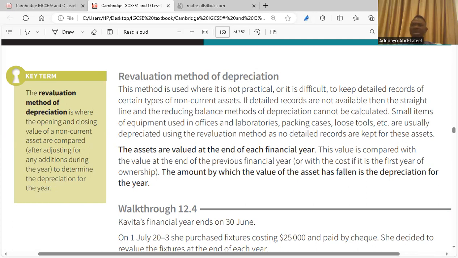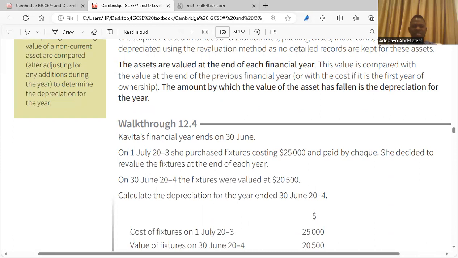So, for example, like a calculator, what value do you want to talk about, what depreciation do you want to talk about, calculator? Depreciation. Yeah, it's difficult because these items are little items. Do you understand depreciation? Let's look at the question.